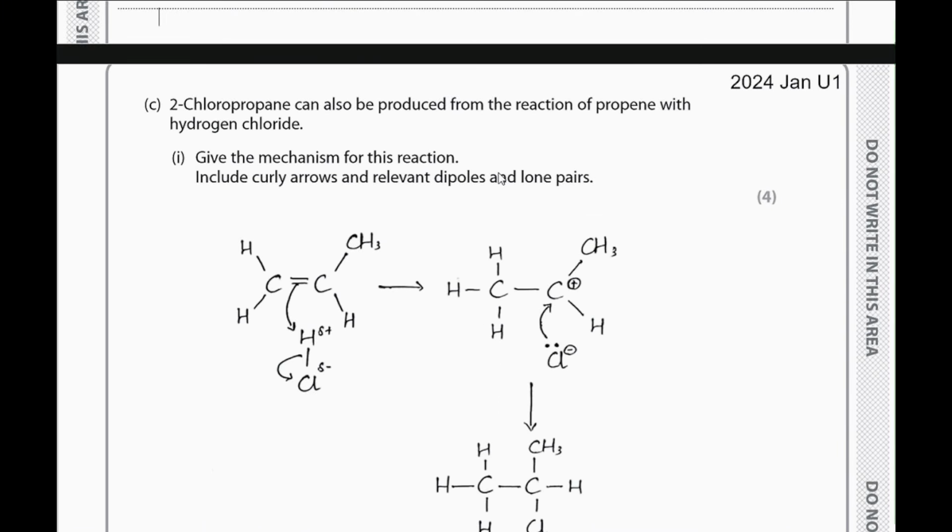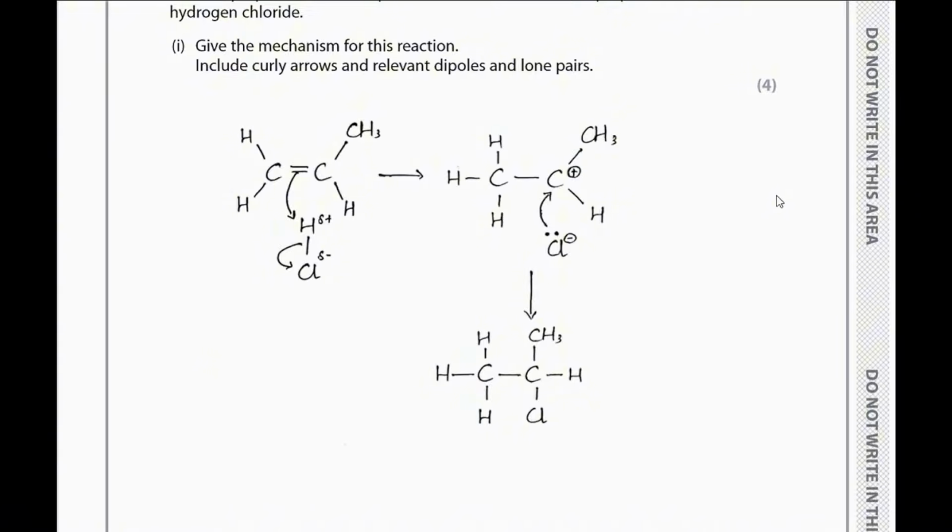2-chloropropane can also be produced from the reaction of propene with hydrogen chloride. They ask you to provide the mechanism for this reaction and include curly arrows, relevant dipoles and lone pairs. Now it's the same as the previous mechanism. Here, via heterolytic fission, the more electronegative element, as we can see down here, takes the electrons from the covalent bond and breaks away, while the H+ gets attracted towards the electron-rich carbon-carbon double bond, and one of the bonds breaks down in order to accommodate this H+.